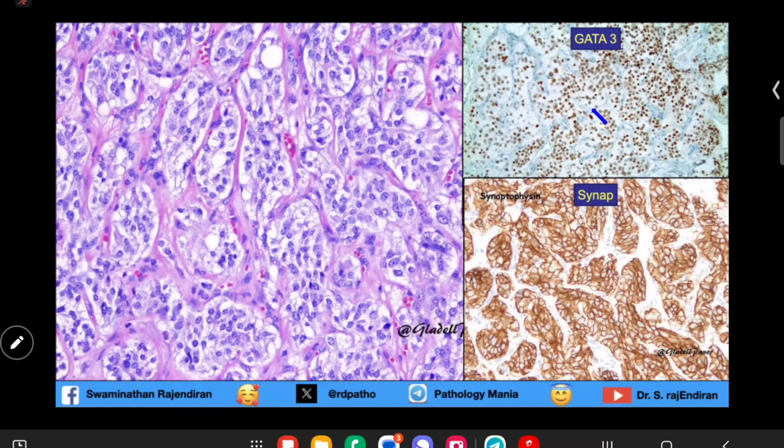also. So please don't mistake a nested variant of, we cannot call it variant now. Variants are only for molecular types. So histologically, we have to call them subtypes. The nested subtype of urothelial carcinoma should not be mistaken for paraganglioma.